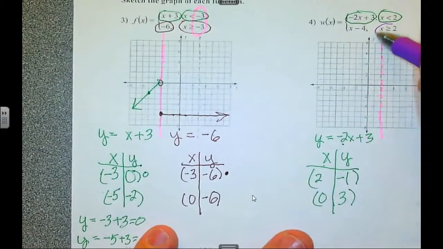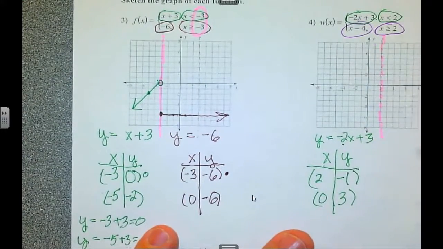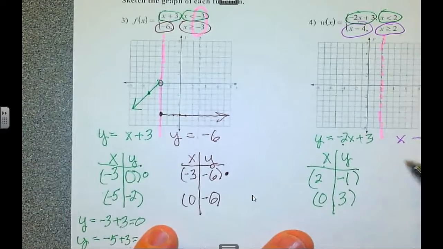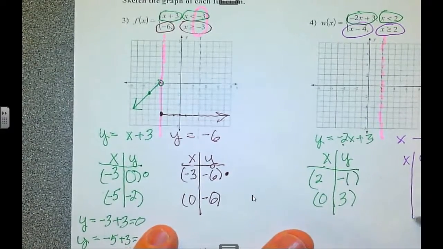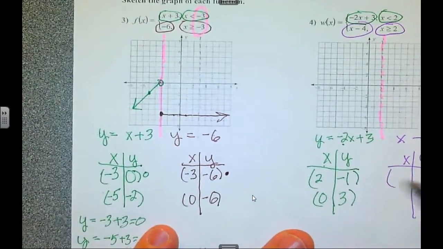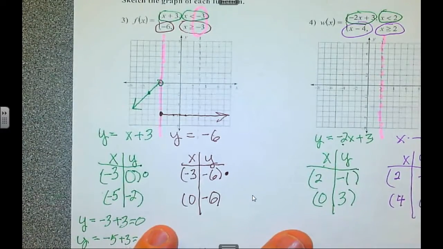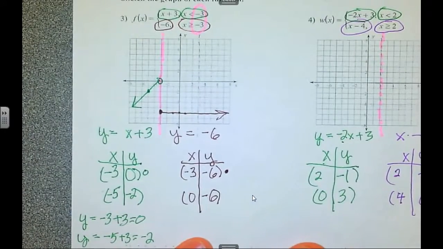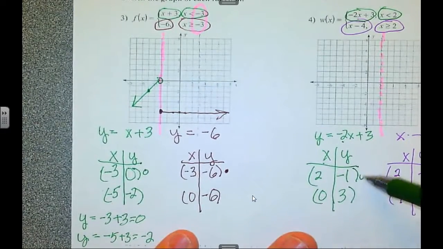Okay, the restriction x is greater than 2, I need x minus 4. Need a chart. Need 2 points. First one has to be 2. 2 minus 4 is negative 2. I'm going to use something greater than, I'm going to use 4. 4 minus 4 is 0. So, I'm going to graph these two lines. This is an open circle. This is a closed circle.